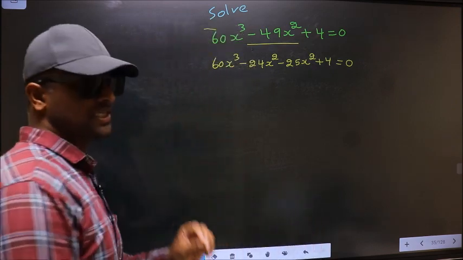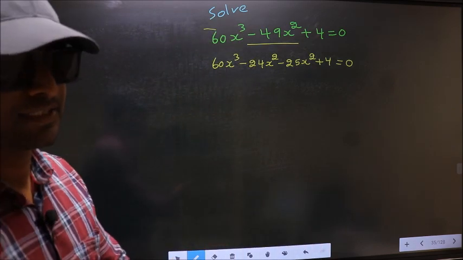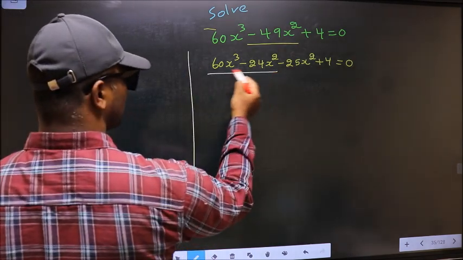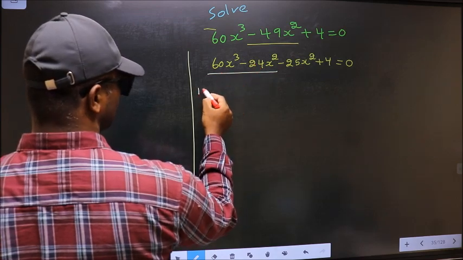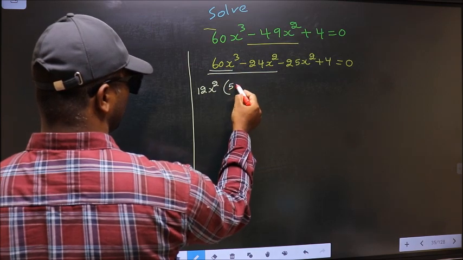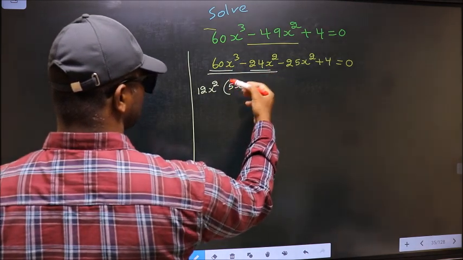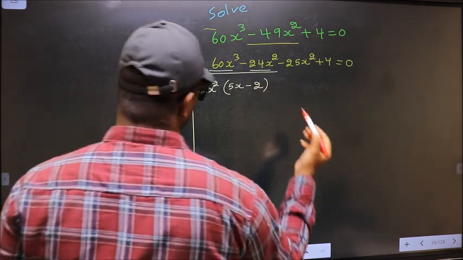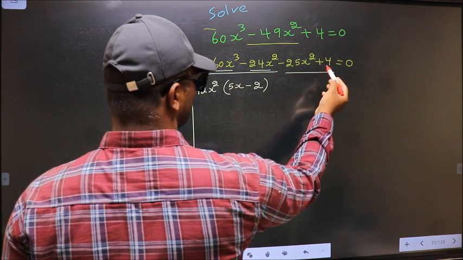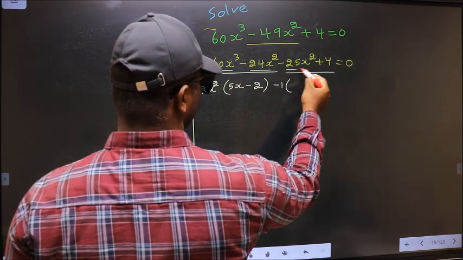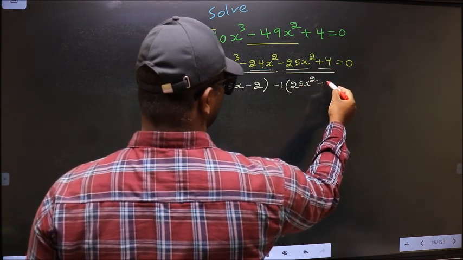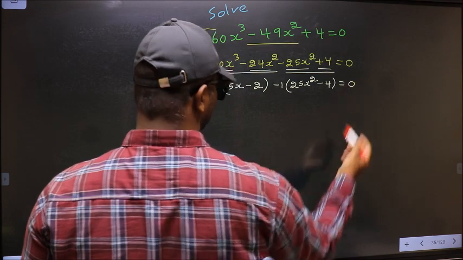This is your step 1. Next, from these two terms, what can be taken out common is 12x square. So from this 12x square out you get 5x, minus from this 12x square out you get 2. In the same way, what can be taken out common from these two terms is minus 1. So here you get 25x square and here you get minus 4 equal to 0.